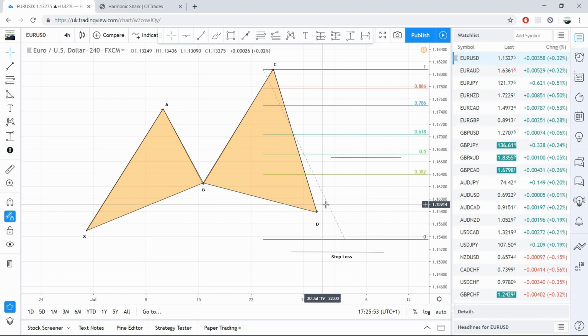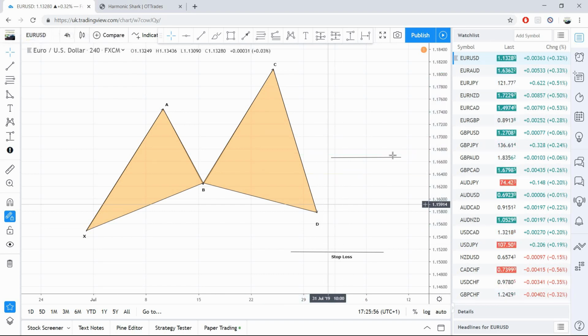So I hope that makes sense. That's everything covered on the harmonic shark pattern.